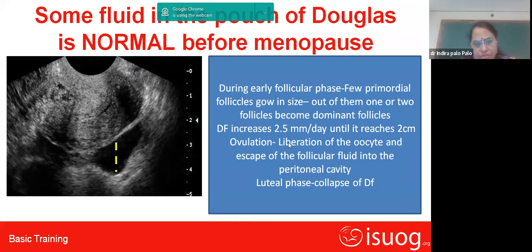If there is a small amount, it can be measured longitudinally. Some amount of fluid in the pouch of Douglas is absolutely normal, but if you find any amount of fluid in the uterovesical fold or any other part of the pelvis, that is abnormal. During the early follicular phase, a few follicles grow in size, and after ovulation there will be some fluid in the pouch of Douglas, and a corpus luteum appears in the ovary.